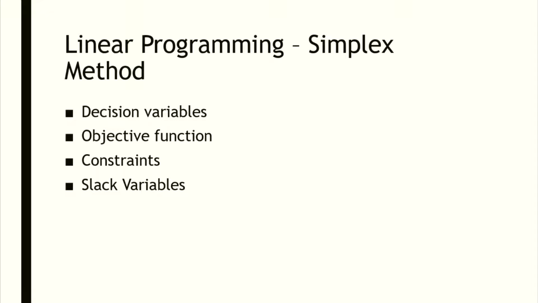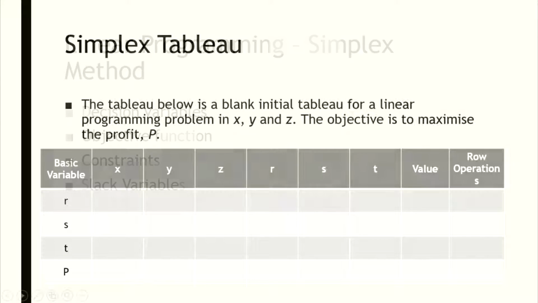So, the simplex method is a follow-on of the graph method, where you do the same as before: you define your decision variables, your objective function, and your constraints, and then once you've done that, you can turn these into equations using slack variables. Once you've done that, you can put those equations into a table called a simplex tableau.